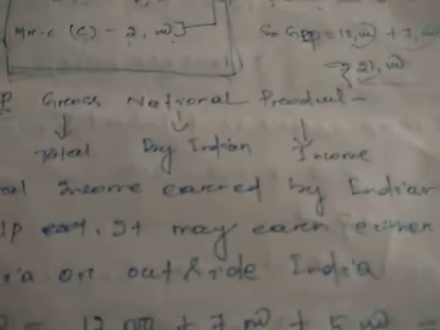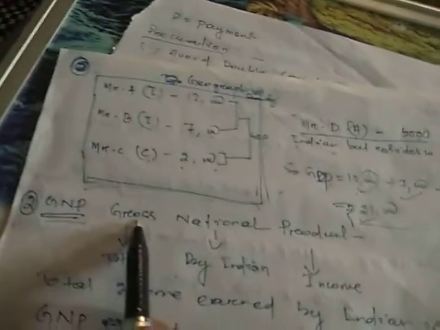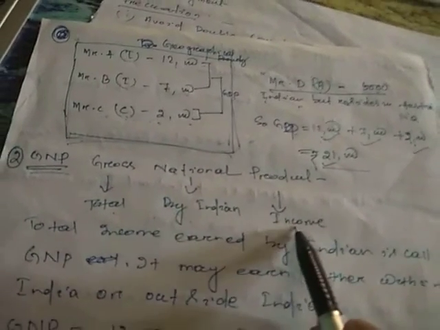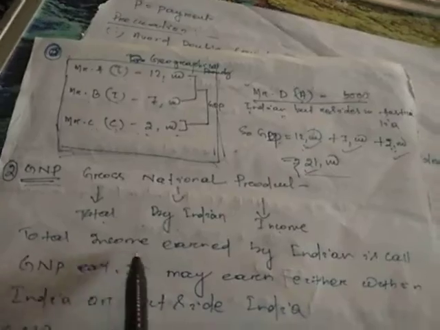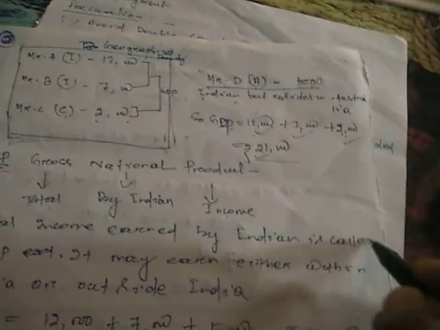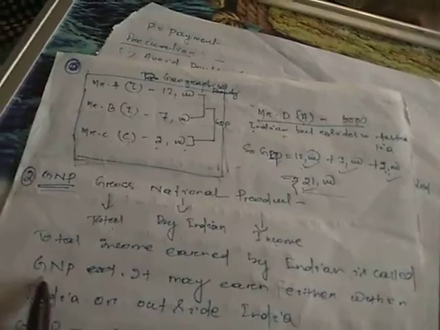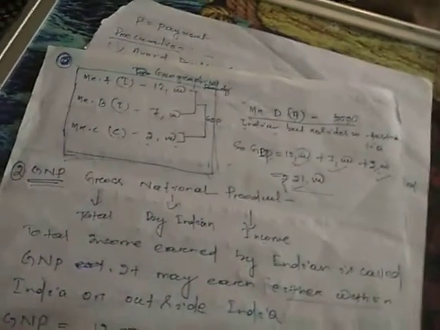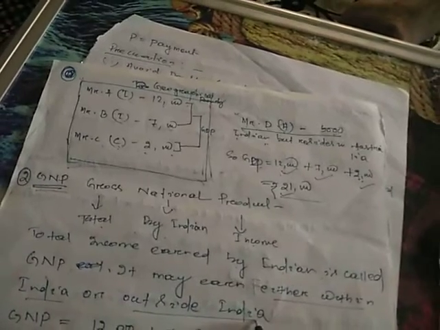But after GDP, the next concept is GNP. What is GNP? Gross national product. Gross means total, national means by Indian nationals, and product means income. So you can say total income earned by Indians is called GNP, gross national product. It may be earned either within India or outside India, right?